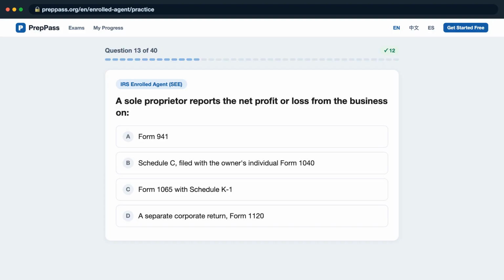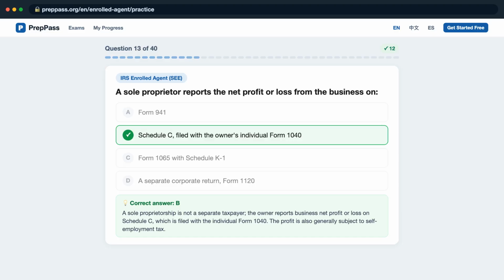Question 13. A sole proprietor reports the net profit or loss from the business on, is it A, Form 941? B, Schedule C, filed with the owner's individual Form 1040? C, Form 1065 with Schedule K-1? D, a separate corporate return, Form 1120? The correct answer is B.